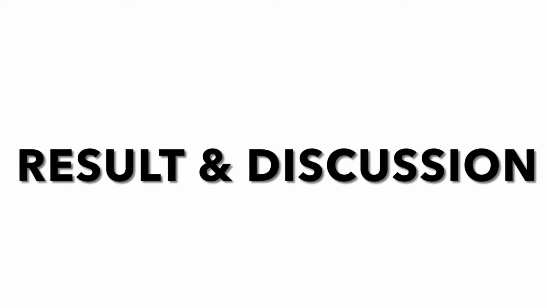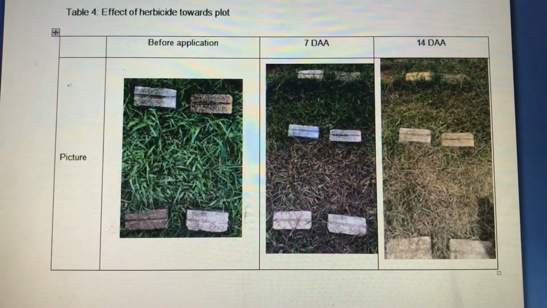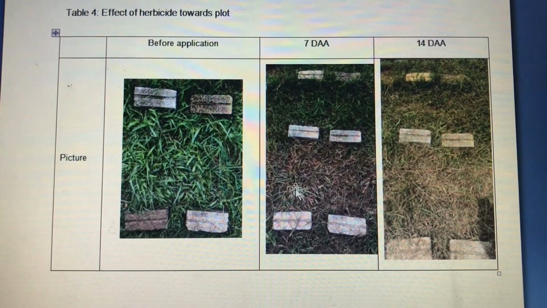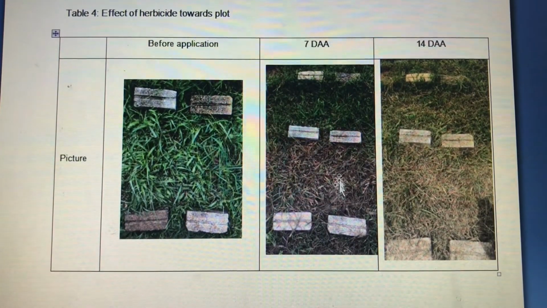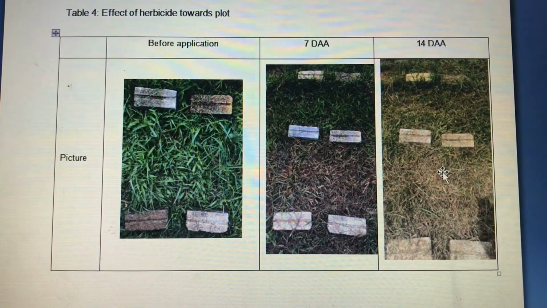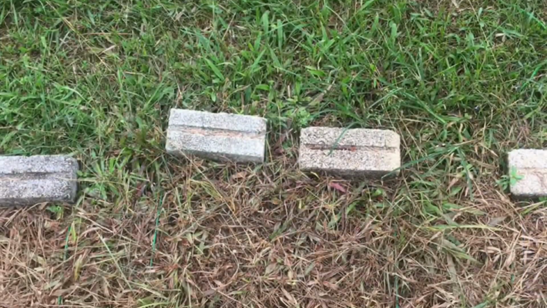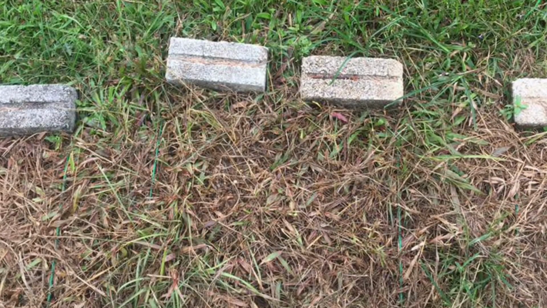For result and discussion, for post-emergence, we use Chopper 100 to treat the plot. The left picture shows the control plot, in the middle is 7 days after application, and the right picture is 14 days after application. It clearly shows that 7 days after application has less mortality than 14 days after application.